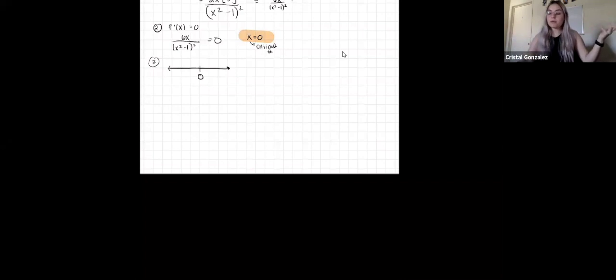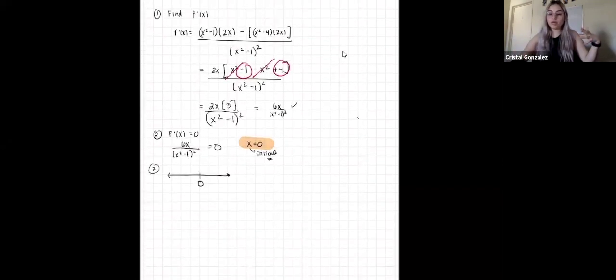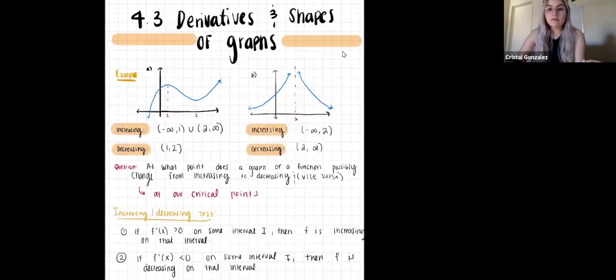And if you remember back to the beginning of 4.3, let's see if I have it here. Yes. At the beginning of 4.3, we had a function where we had an asymptote right here, and then it went from increasing to decreasing. And so we have to make sure that where we have asymptotes or where things are not defined, we identify if the behavior of our graph is changing. And so we still need to test those points.